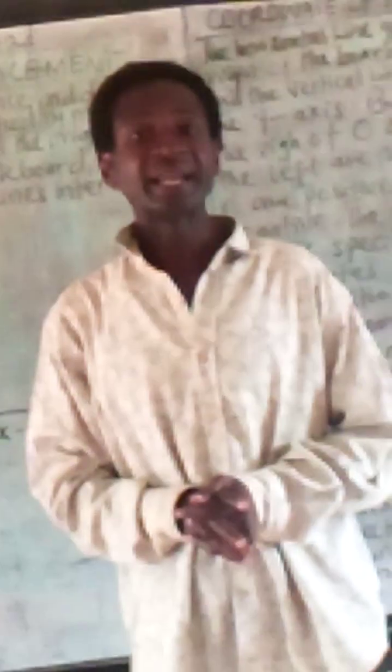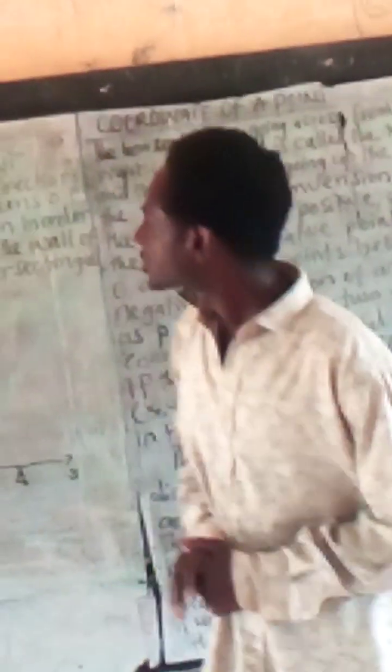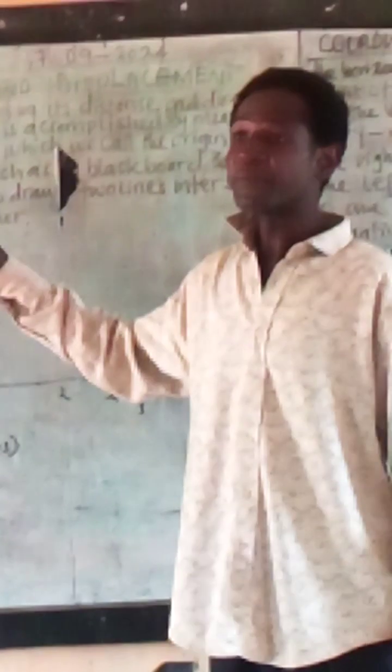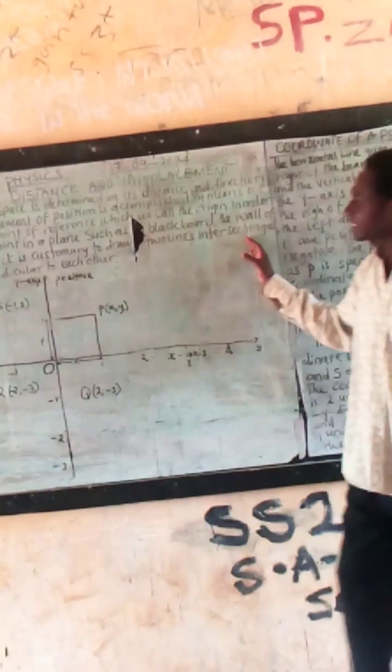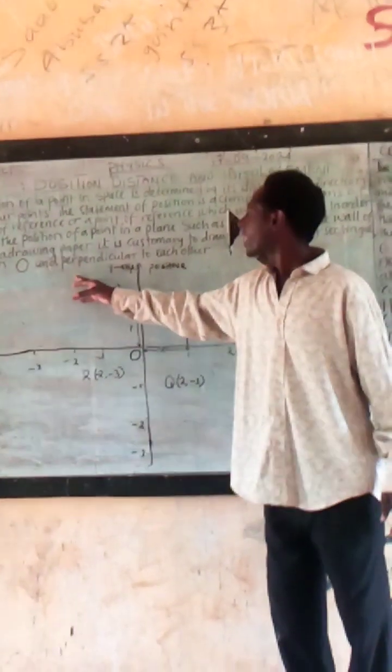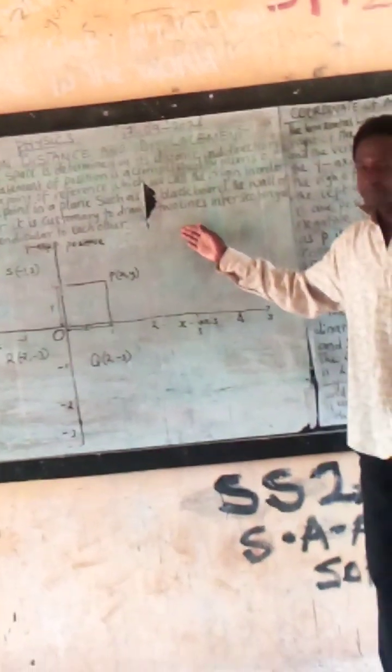a blackboard, white paper, and a plane, the white paper and the wall of a room. So, it is customary, in order to locate the position of a point, to draw two lines intersecting at an origin and perpendicular to each other.